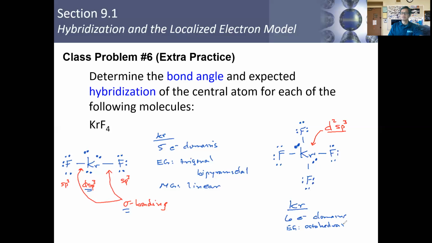Or again, there's that table that I gave you. Make sure you memorize that table. An octahedral electron geometry will always correspond to a d2sp3 hybridization.